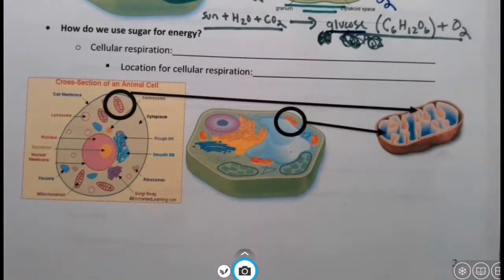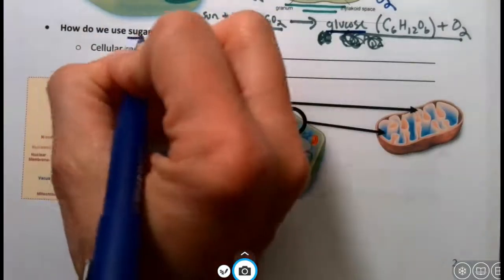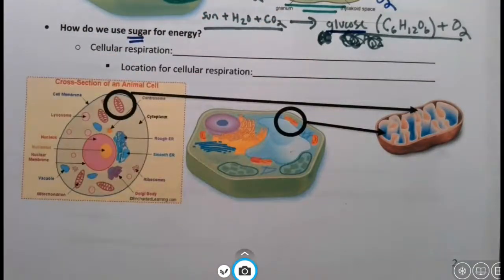We need to change it again. How do we even get the sugar? Well, organisms like humans get that sugar by eating things, as do some bacteria, as do fungi, as do other animals like ants and chimpanzees. So we need to eat. So we take in the sugar. And how do we use the sugar for energy?